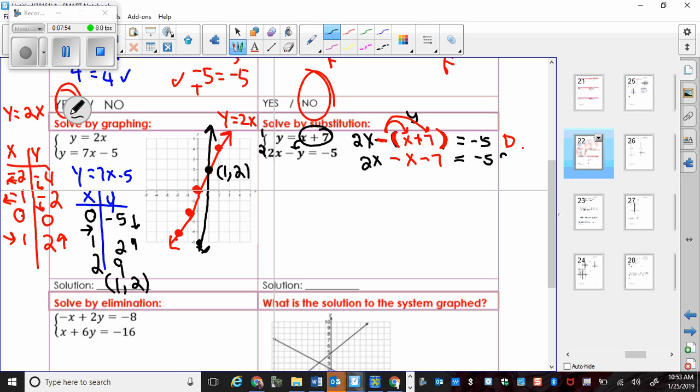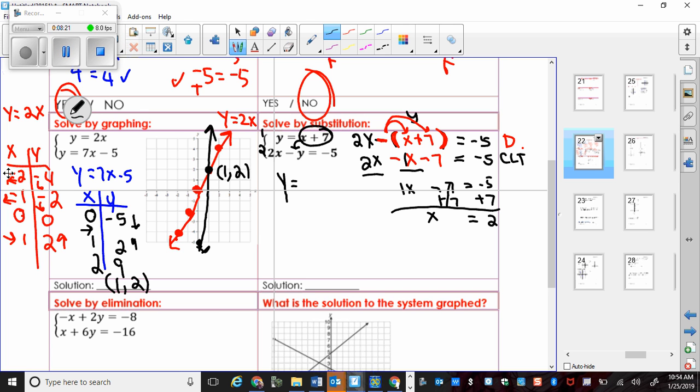Okay, next we simplify and combine like terms. Our like terms here are 2x's and 1x's. So 2x's minus 1x is 1x. -7 comes down, equals -5 comes down. Add 7 to both sides. And x equals +2.